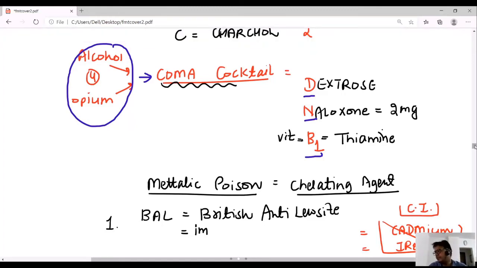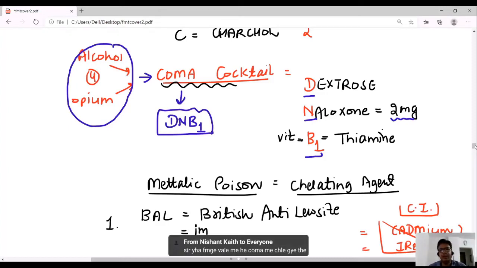The coma cocktail composition is DNB1. D for dextrose, N for naloxone, B for B1, vitamin B1, that is thiamine. So dextrose, naloxone 2 milligram, and vitamin B1, thiamine. This combination is known as the coma cocktail. You can remember it by DNB1. It is used in alcohol and opium poisoning.